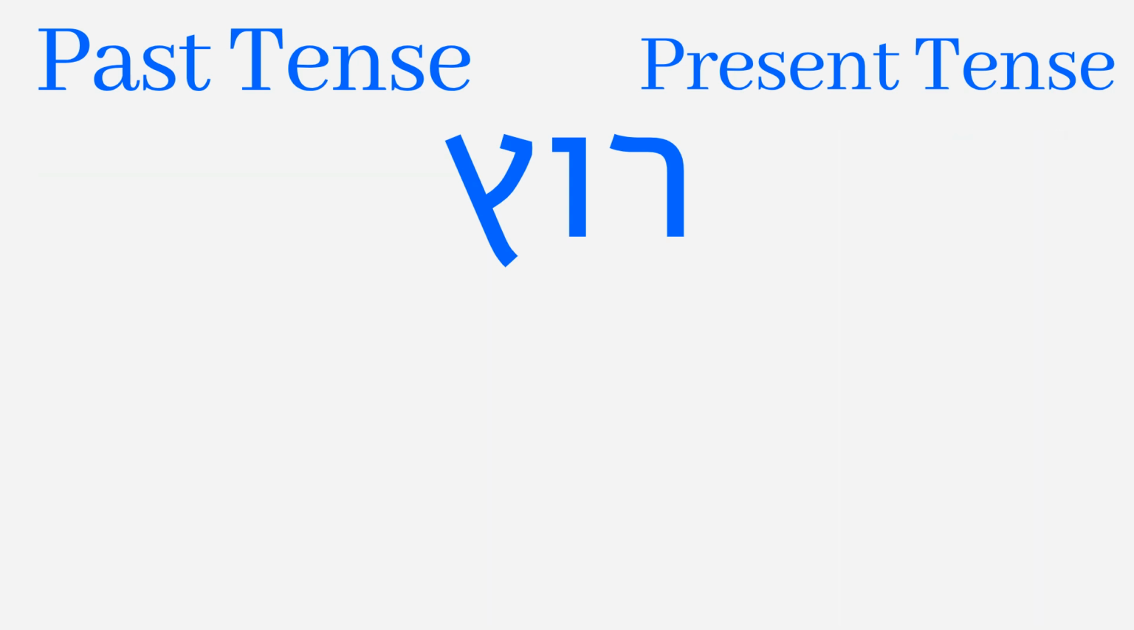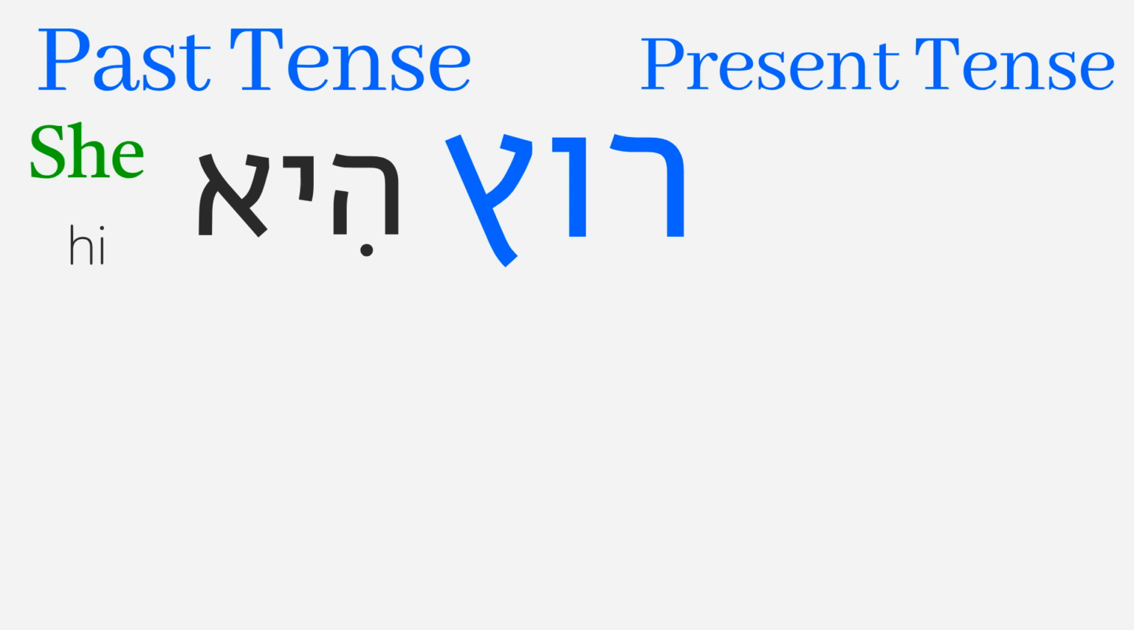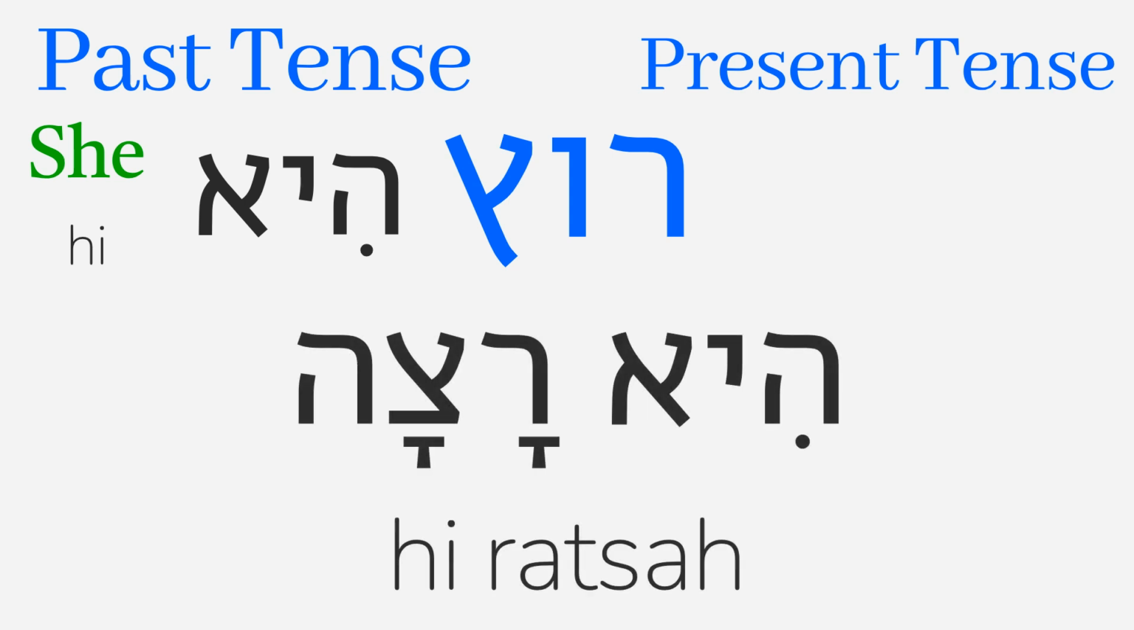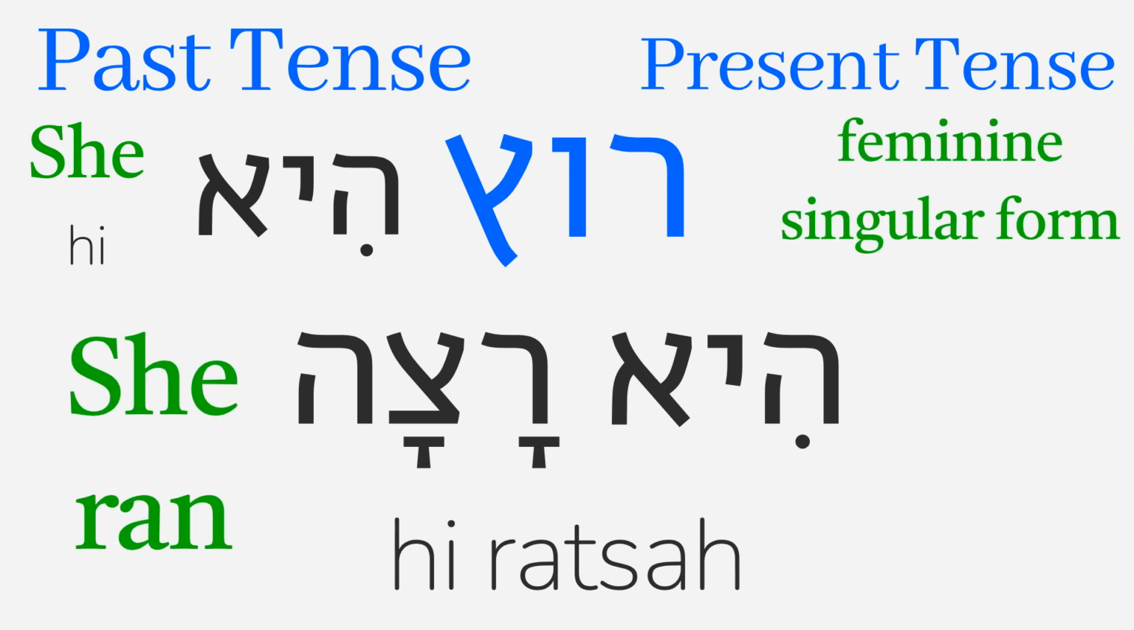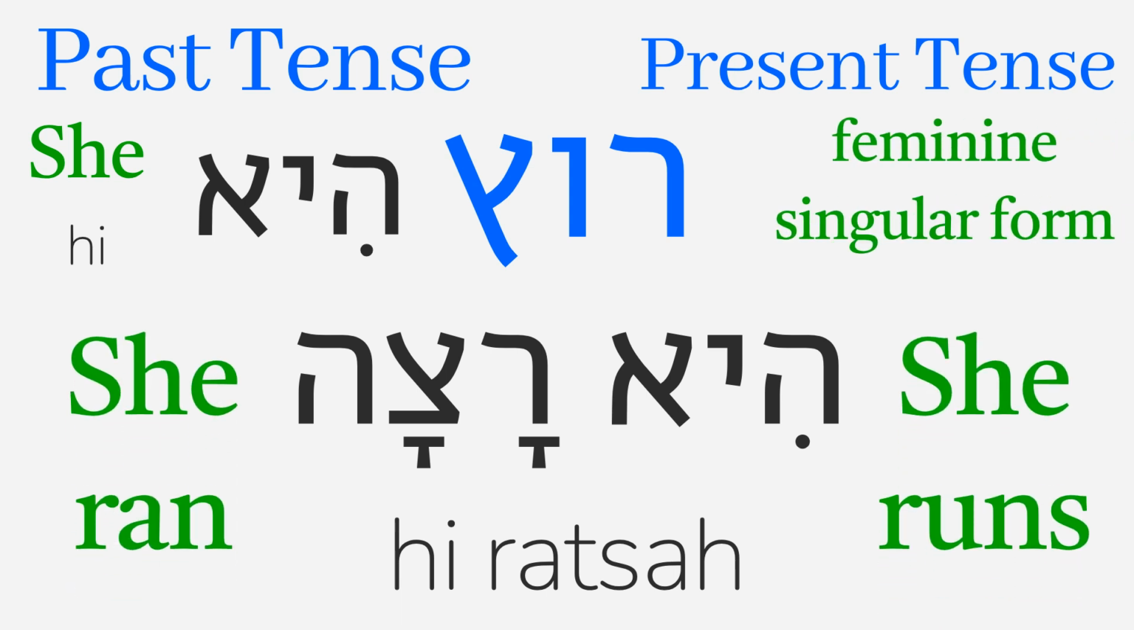The same is the case with the he, she form of the past tense of hollow roots, he ratza. With only the spelling, this could be the past tense, she ran, or the present tense, she runs. Again, context is necessary. However, when speaking, these tenses are not the same. The he form of the past tense of hollow roots has the accent on the second to last syllable, he ratza, she ran, past tense, while the feminine singular form of the present tense has the accent on the last syllable, he ratsa, she runs, present tense.